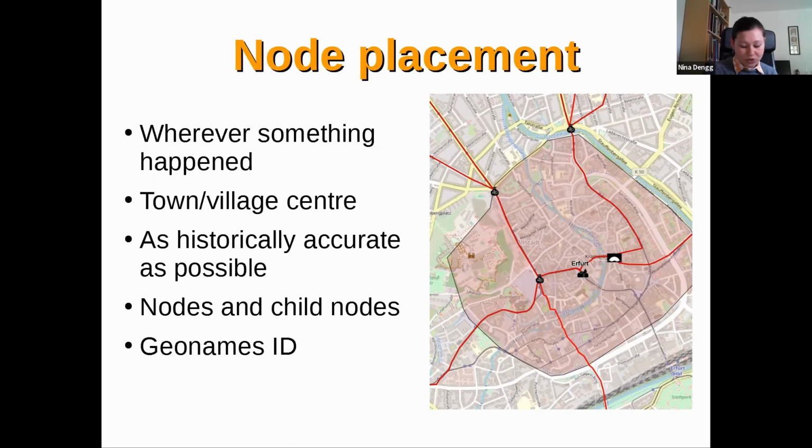We tried, however, to place nodes as historically accurate as possible and feasible within the scope of the project. So if the location of a toll or harbor is known, the node was placed there. In such cases, we added those nodes as child nodes of other nodes, which share the main attributes and the data of the parent nodes, but also have the additional attribute like toll or harbor. We also added a GeoNames ID to places which can still be found today, which is obviously not always the case.